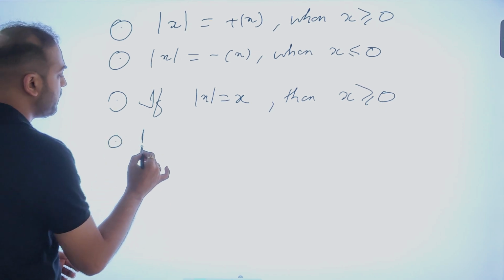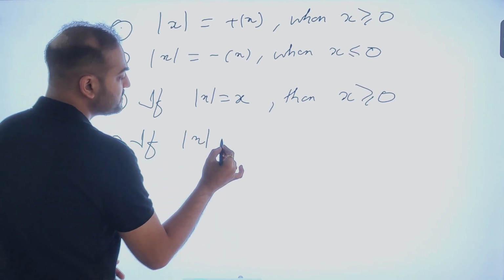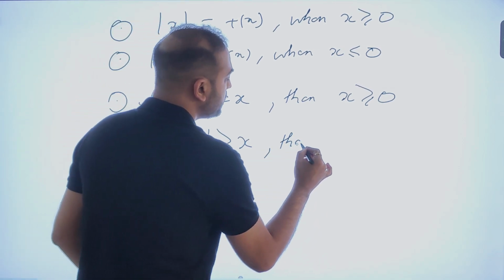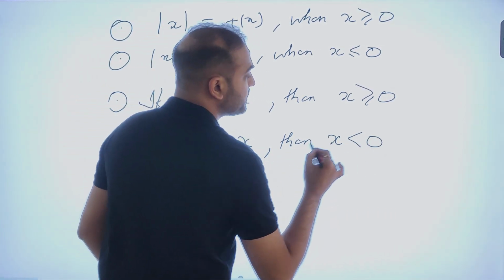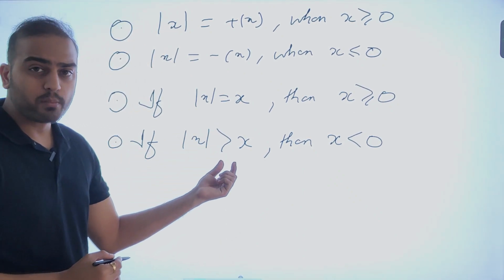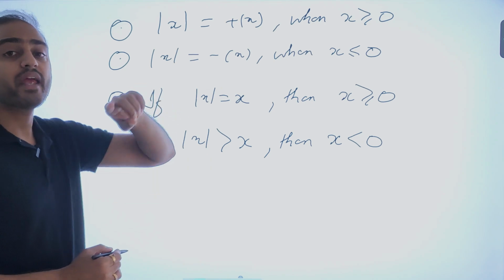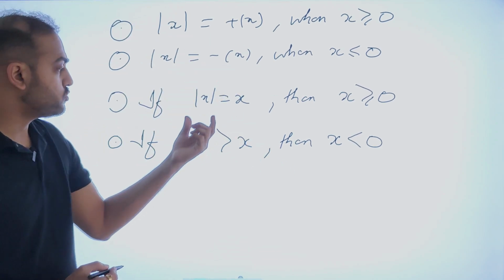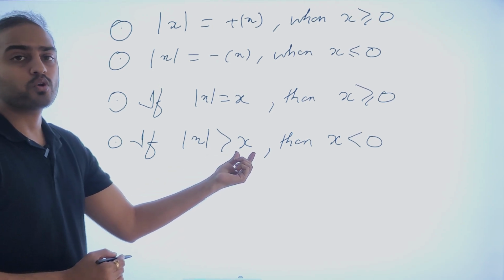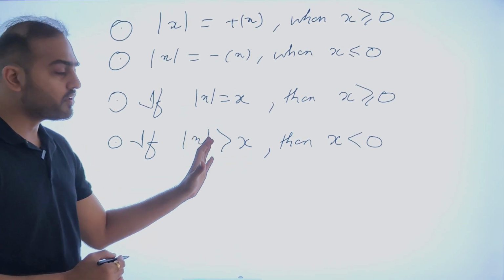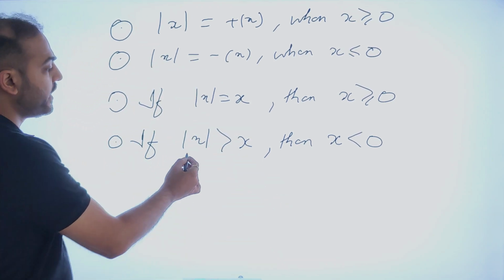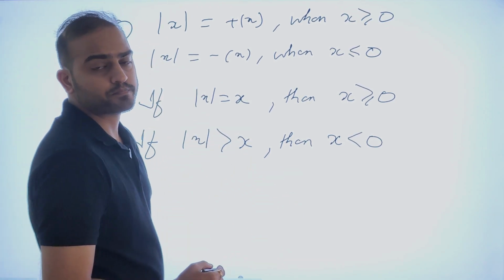Whereas if modulus x is greater than x, this is only possible when x is negative. Why? Because for negative numbers, modulus will make the answer positive. So the modulus answer will be a positive value, whereas the original number was negative. So for a negative number, modulus converts it to positive. So modulus of x is greater than x.